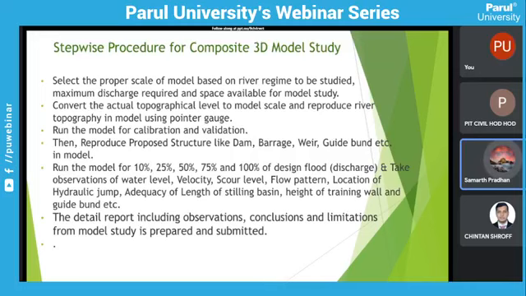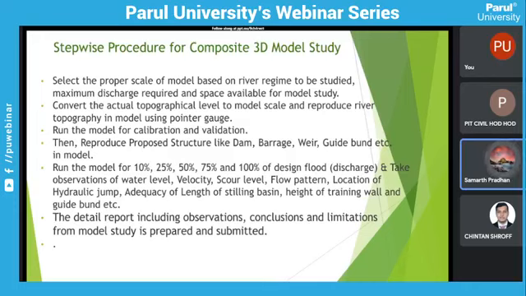Then two types of models are also there. Sometimes we need a rigid bed model and sometimes a mobile bed model. Regarding river bed material, sometimes there is rocky strata in the river, sometimes sandy strata. In sandy strata, we go for a mobile bed. Suppose rocky strata is there, then we have to go for a rigid bed.